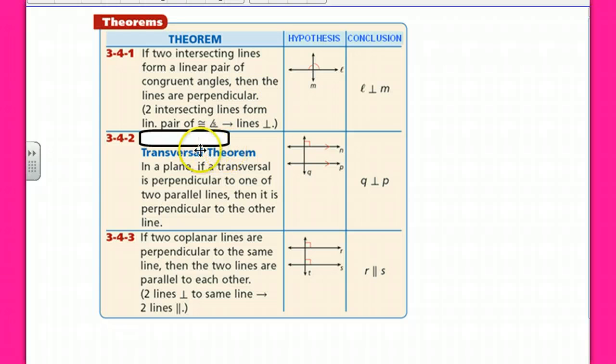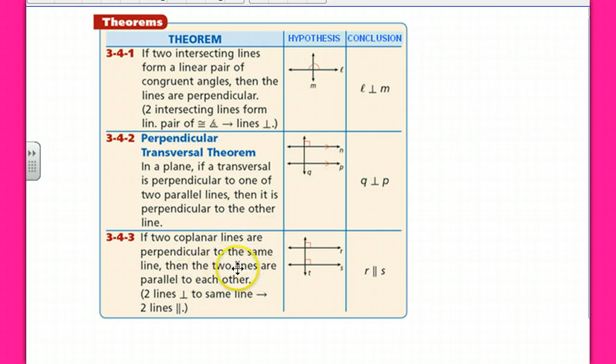The second one is the Perpendicular Transversal Theorem. It says in a plane, if a transversal is perpendicular to one of two parallel lines, then it is perpendicular to the other. So what type of a transversal is this? Perpendicular transversal theorem. So if we know that the lines are parallel and the transversal is perpendicular to line N, the transversal must be perpendicular to line P.